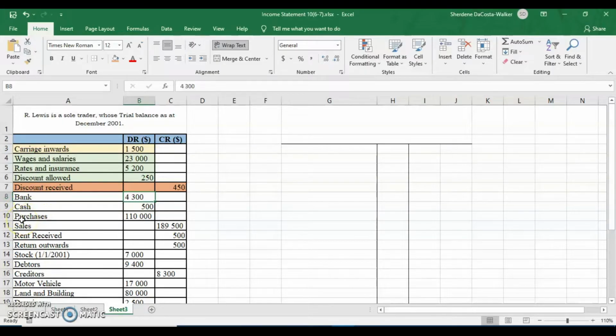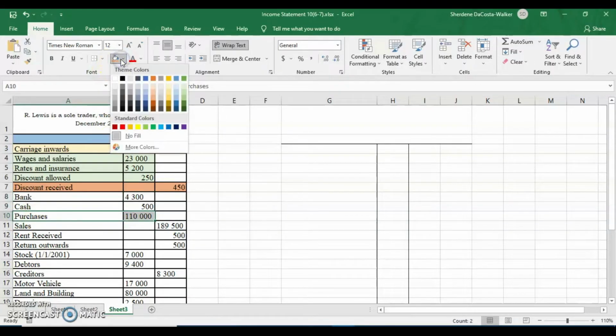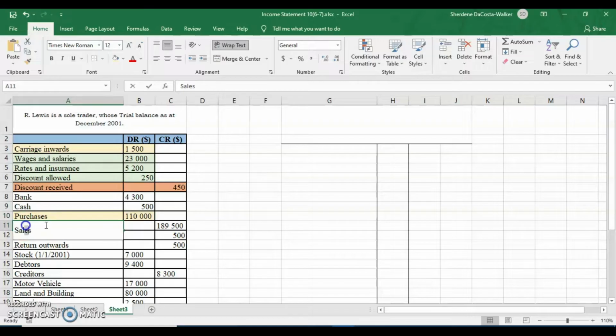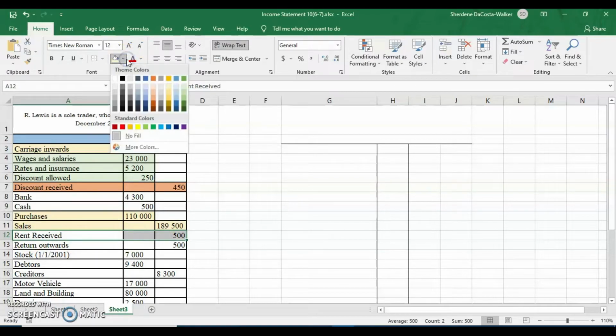Purchases is a part of trading, which is going to be in the income statement. So let's highlight that. It's a part of trading, so let's use a color for that one. Sales, also a part of trading, will be in the income statement. So I'm going to highlight it. Rent received is a revenue earning for the business, so it will be a part of the profit and loss section. So I'm going to add a color to that one as well.